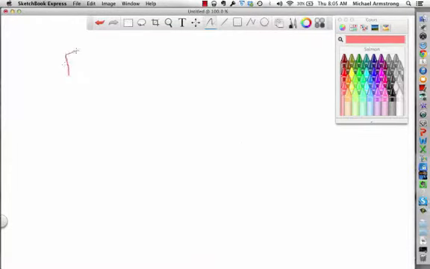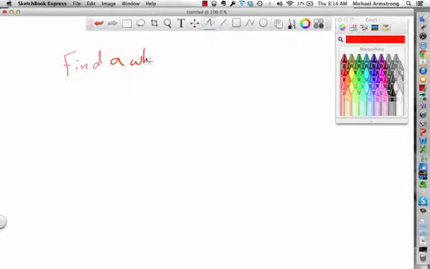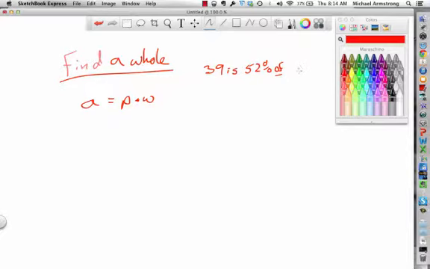The third example, we're going to find a whole number, or somehow find a whole. So this time we're still going to write down our formula. A equals P times W. I want you to do that each time. And then we look at the question, and it says 39 is 52% of, remember that of means times, what number? Of what number? That's supposed to be a number sign. I was running out of room.